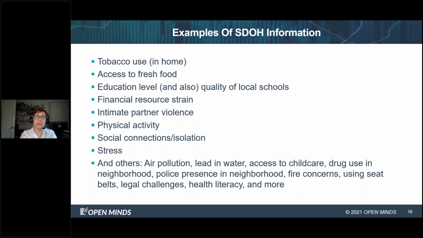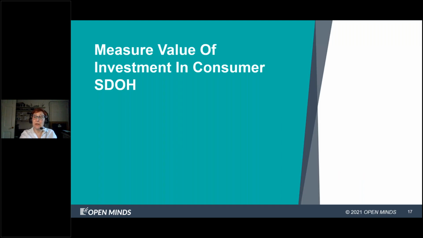And so you do get to pick a little bit based on what your organization is able to focus on and wants to focus on. So for the second piece of this, how do we measure the value of investing in social determinants of health? How do we think about which part of the social determinants of health spectrum is our responsibility or what we feel has to be embedded into our mission?